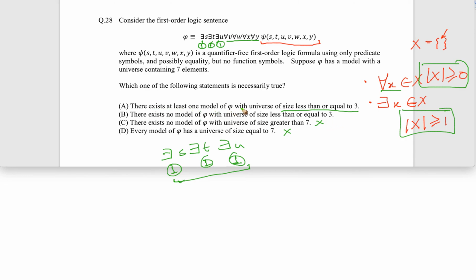So there exists at least one model with a universe of size less than or equal to 3. Why? Even for fewer than 3 elements, this can get satisfied. What happens if some s is there, some t is there, and both are equal, and some other u is there? In this case, basically 2 elements are there, right? And what happens if s, t and u are all equal? In that sense, just one element is there. At least one element must be there, but 2 can be there, 3 can also be there, right? So less than or equal to 3 is correct. So the correct answer is that there exists at least one model of phi with a universe of size less than or equal to 3. The correct answer is A.